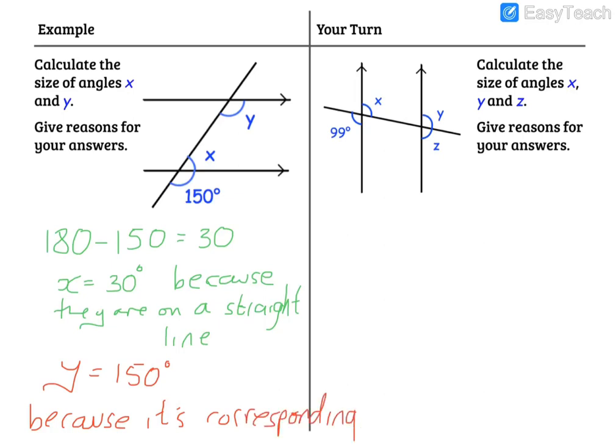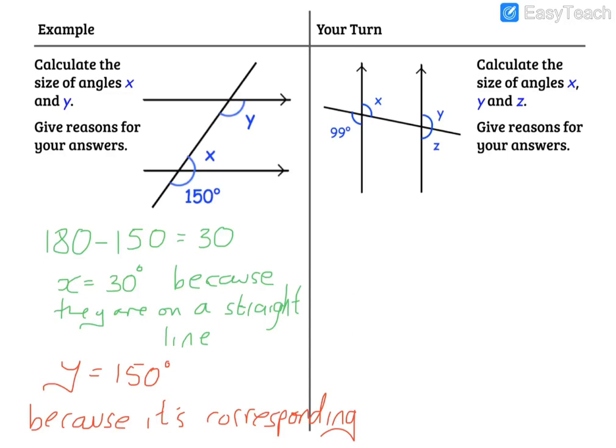Corresponding. I've flipped across the other side as well. Okay, so this one we can use our straight line fact that we learned earlier, and this one we can use our corresponding angles fact that we learned just now. Okay, pause the video at this point, have a look at this one on the right hand side, and restart it when you're done to see if your answer agrees with my answer.